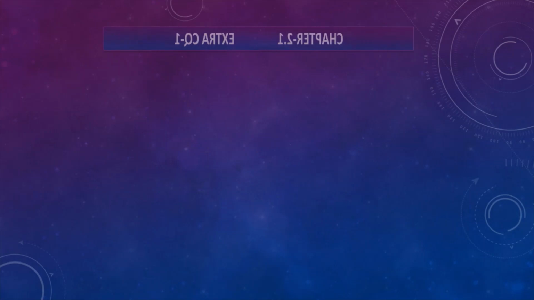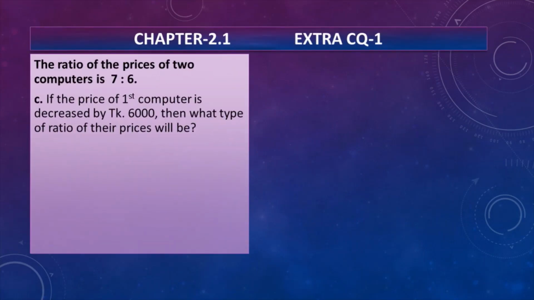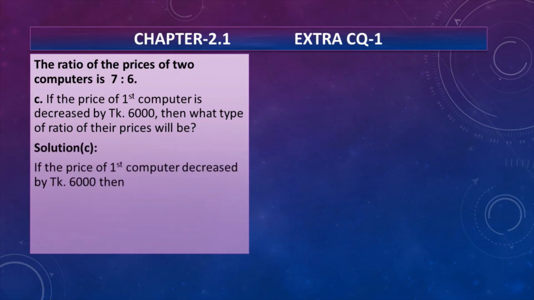Now question number C, this is the stem. Question number C, if the price of first computer is decreased by taka 6,000, then what type of ratio of their prices will be? So let us see the solution, my dear students. Solution number C, if the price of first computer decreased by taka 6,000, then the present value of first computer is taka 42,000 minus 6,000. That is taka 36,000 is the present value of the first computer.